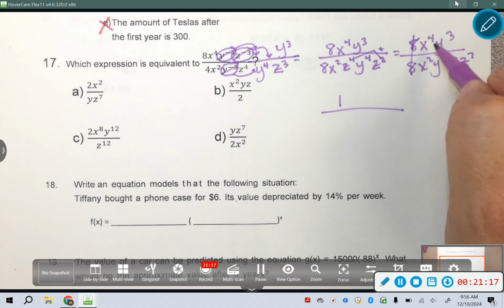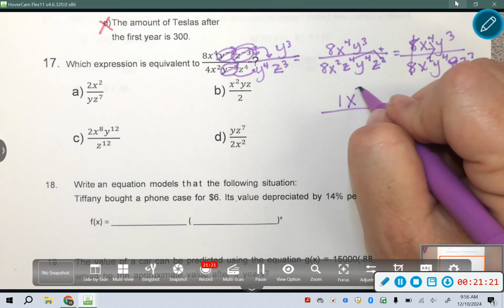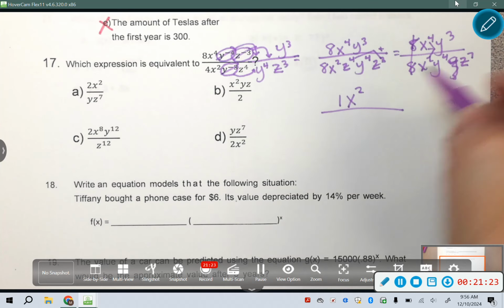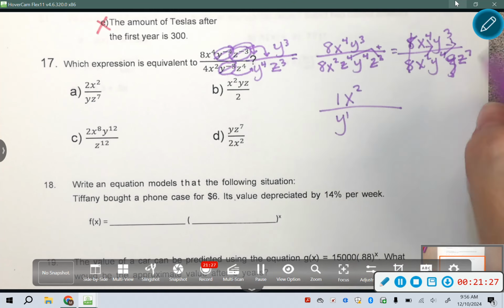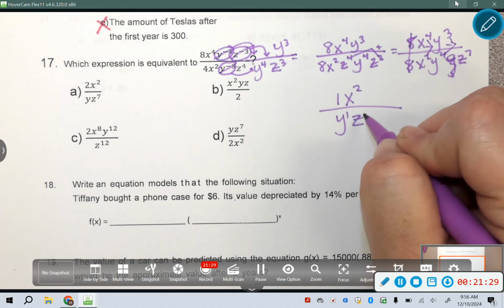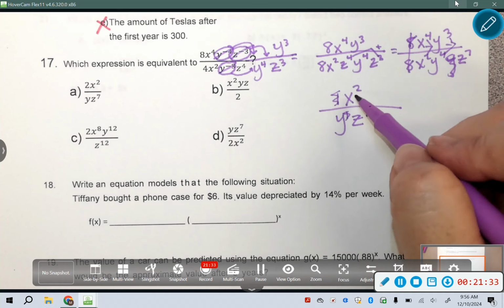I have more x's on top, and I subtract. 4 minus 2 is 2. I have more y's on bottom. 4 minus 3 is 1. And I only have z on the bottom, so z to the 7th. Now remember, the 1s are optional. So I have x squared on top.